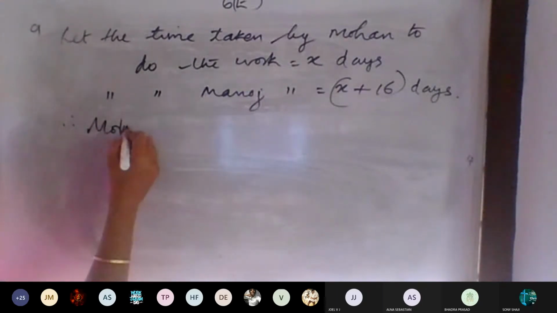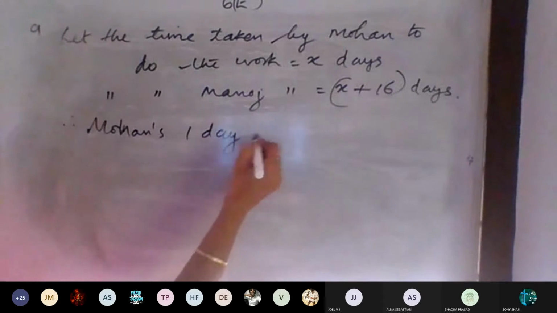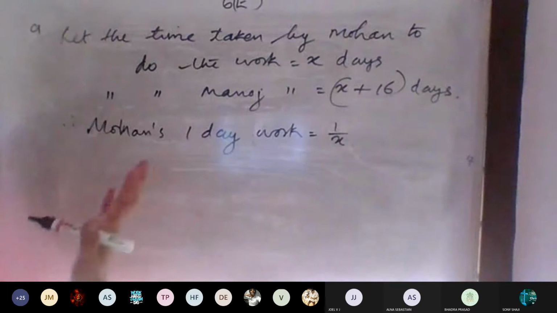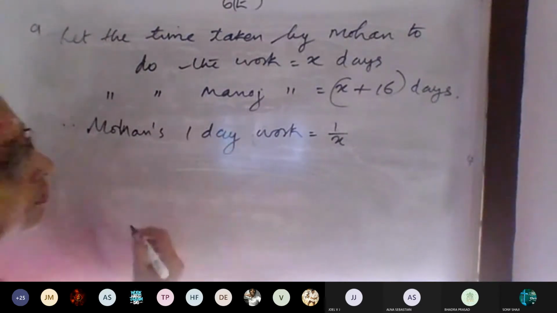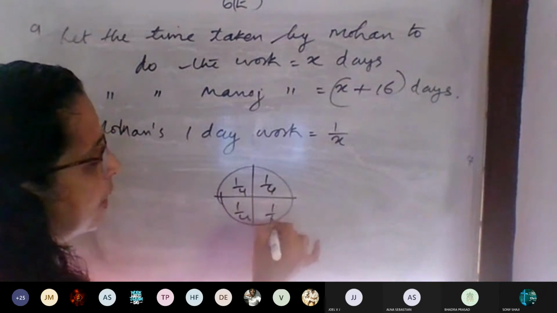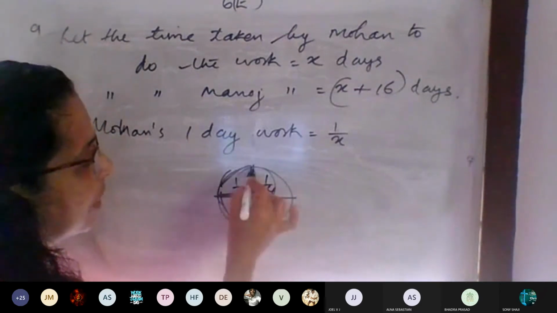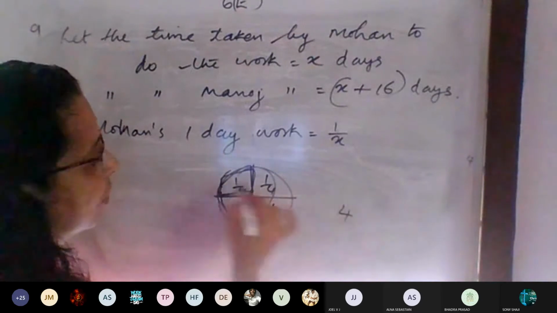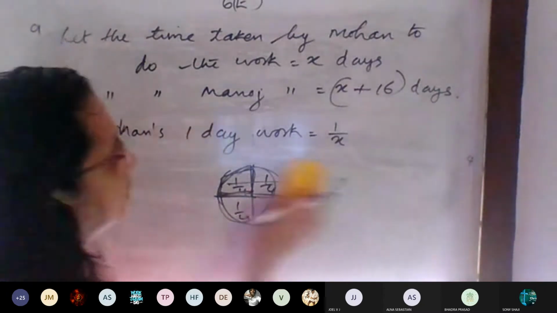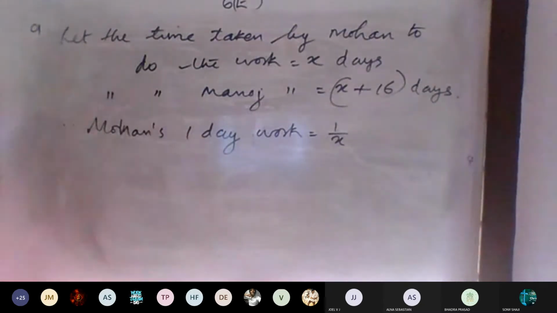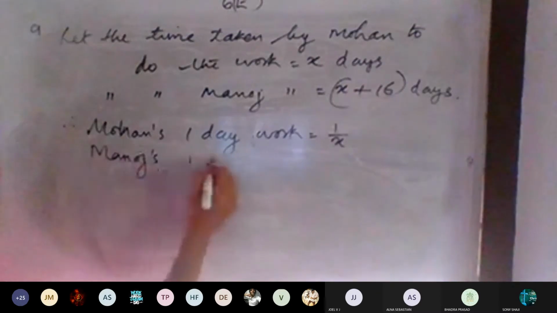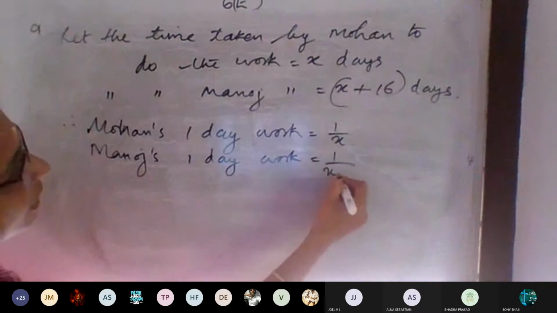Therefore, Mohan's one day work is equal to 1 by x. That is total x days, 1 part. Like 1 by 4, total 4 parts, 1 part. So Mohan's one day work is 1 by x. In the same way, Manoj's one day work is equal to 1 by x plus 16.